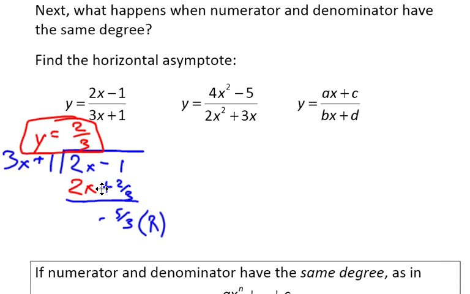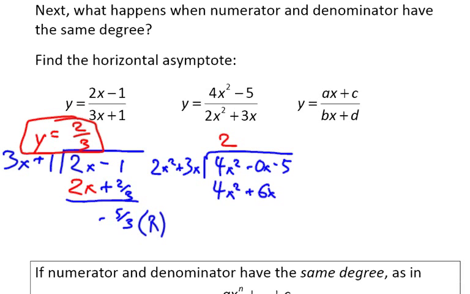In the second example, our quotient begins with 2, and the rest becomes the remainder. So our second horizontal asymptote is y equals 2. At this point, we stop to look at the pattern. Compare the original function to the horizontal asymptote. See if you can spot the pattern before we continue.